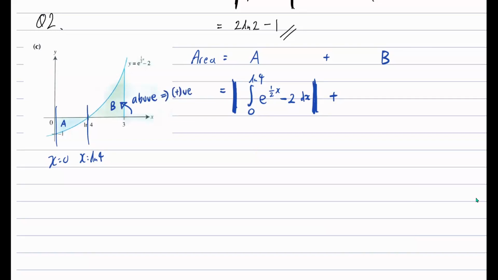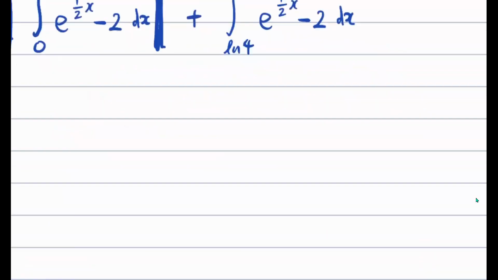Okay, how do you integrate this? Upper limit 3, lower limit ln 4, and then the rest is the same. e power half x minus 2, the function, and then dx. Okay, so let's proceed. The rest is just integration, as per usual. Now we can throw away the diagram already.